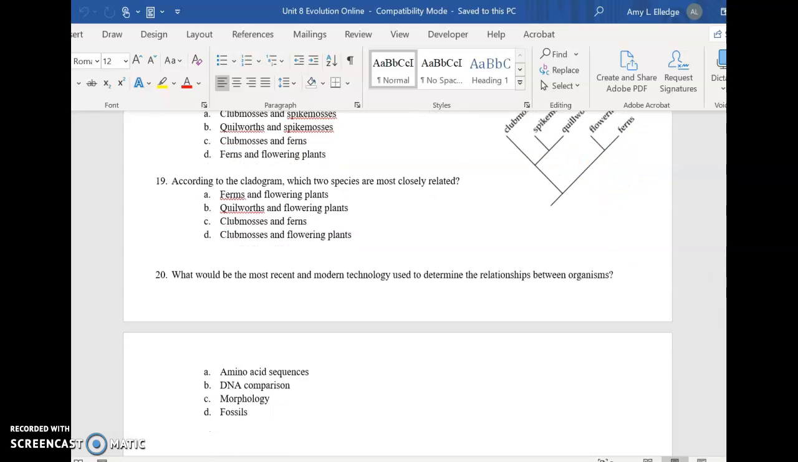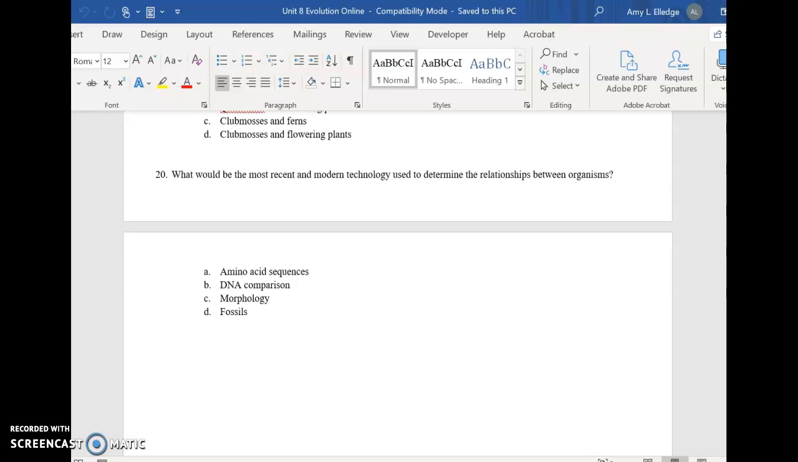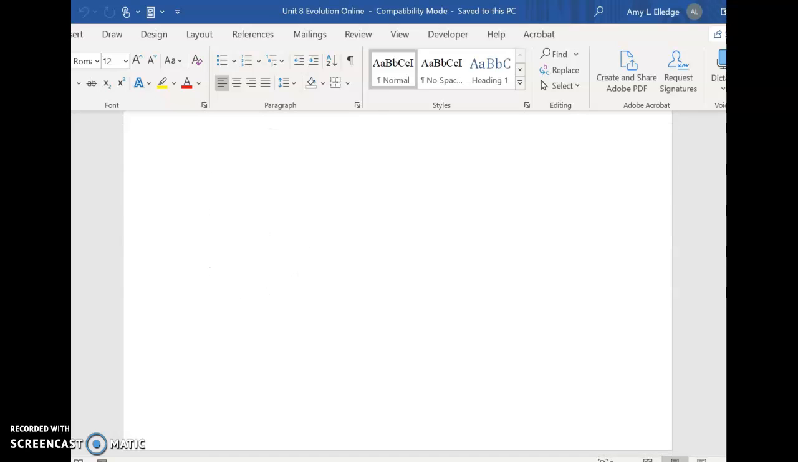All right, number 20, what would be the most recent and modern technology used to determine relationships between organisms? That would be B, DNA comparison. All right, DNA is our best evidence.